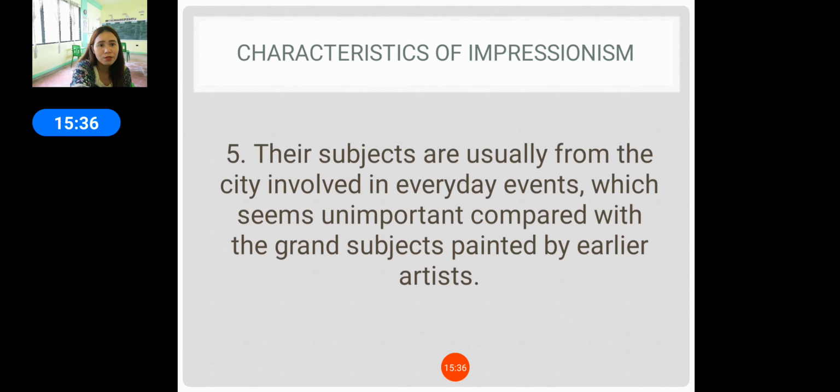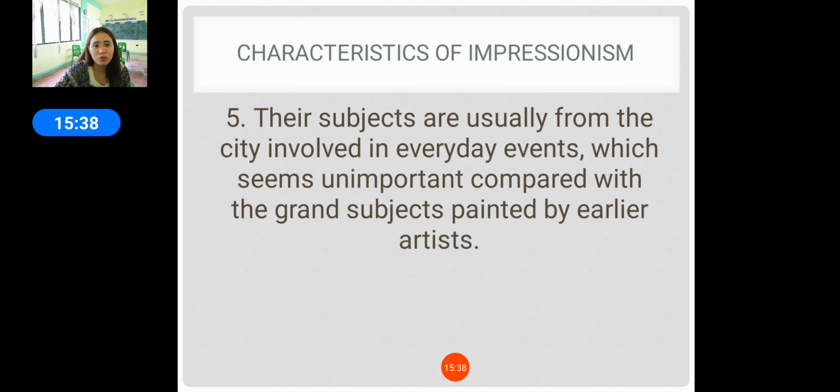And also, their subjects are usually from the city, involved in everyday events, which seem unimportant compared with the grand subjects painted by earlier artists. Their subjects are usually from the city because it involves the everyday events of a particular group of people.